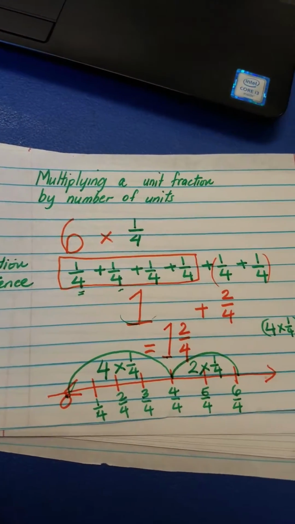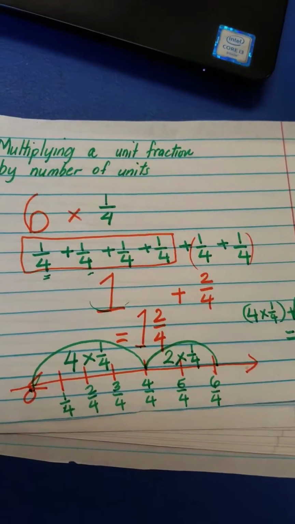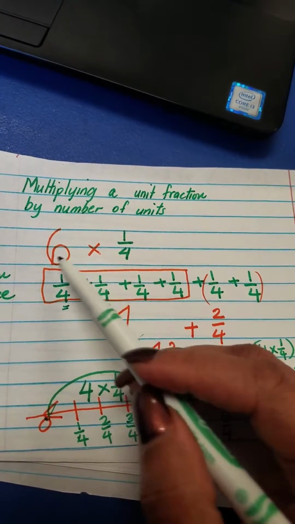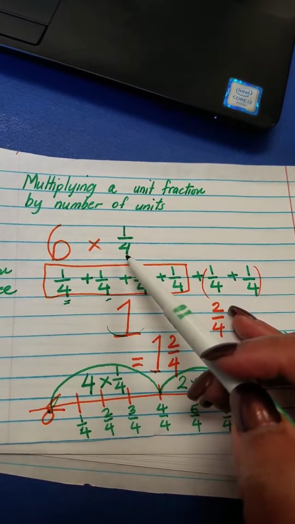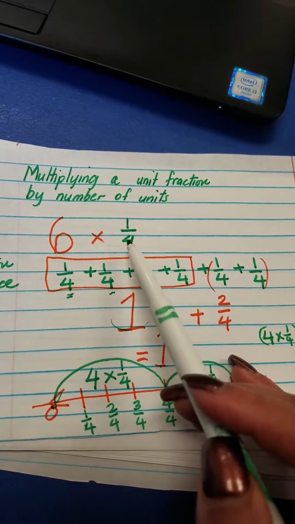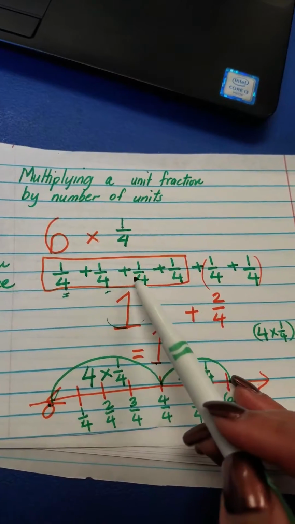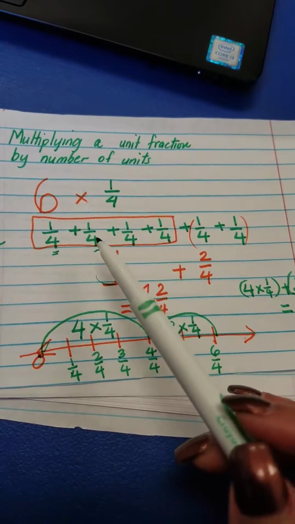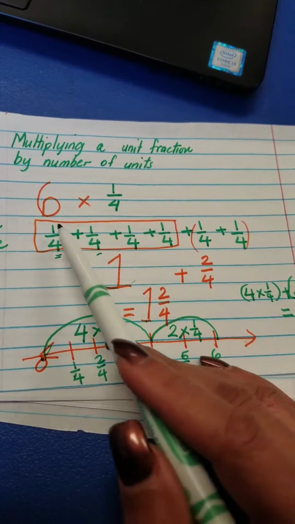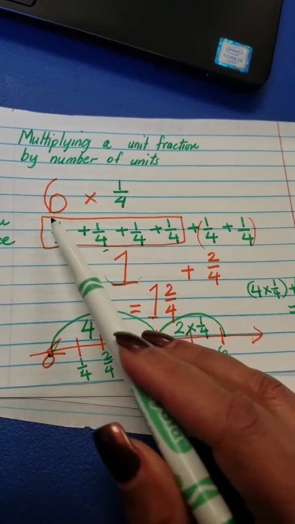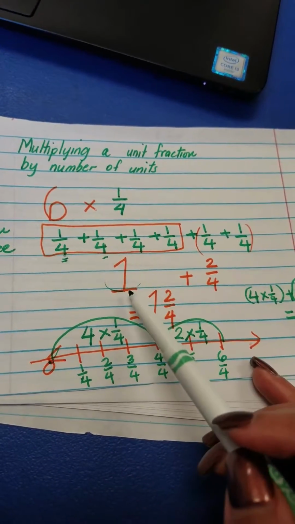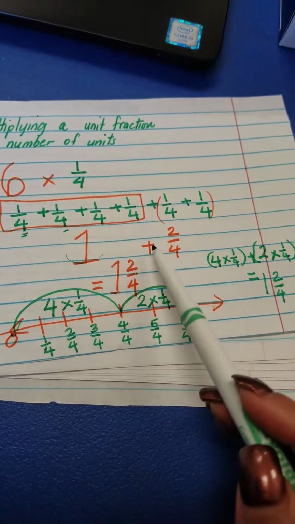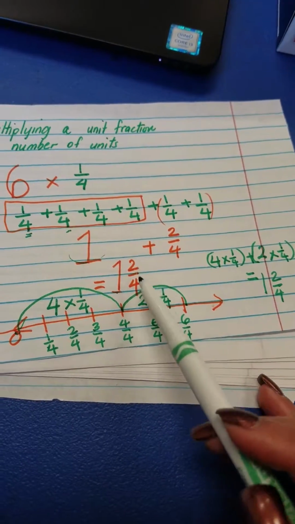Number sentence, the addition sentence. Step 1, make my addition sentence. My number of units was 6. My unit fraction was 1/4, which means that I needed to write my 1/4 6 times: 1, 2, 3, 4, 5, 6. Then I wanted to create how many wholes I was able to get from this addition sentence. I was able to complete 1 whole because my denominator is 4, which means I have to have a total of 4 parts. And that made 1 whole. And the other 2 parts was 2/4.